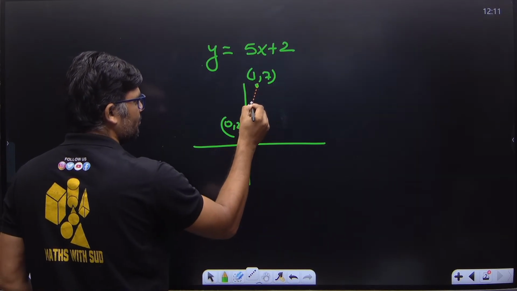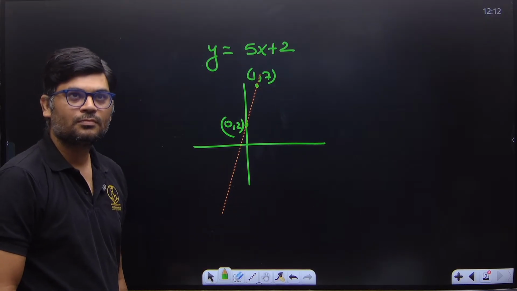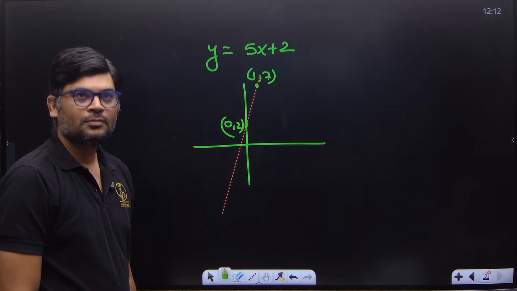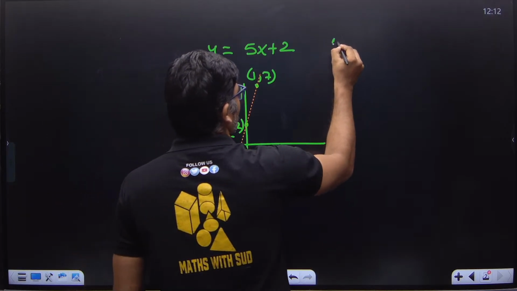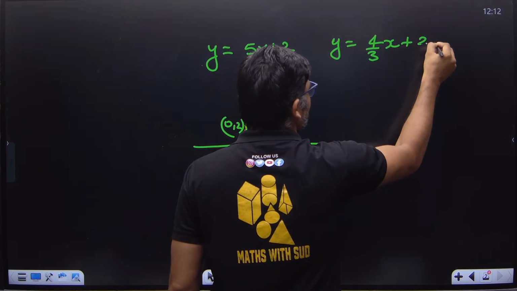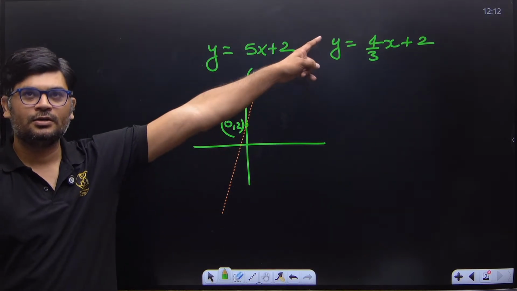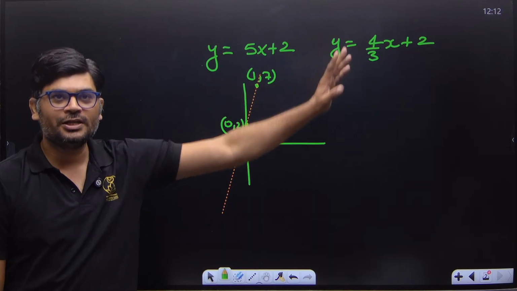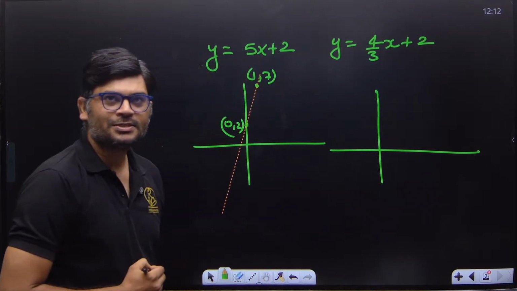Easy? Does the x value always have to go 1 unit up? No. So for that, let me make another equation. It can be 4 by 3x plus 2. Akriti, see this? 4 by 3x plus 2. Now again, we will draw two lines like this.